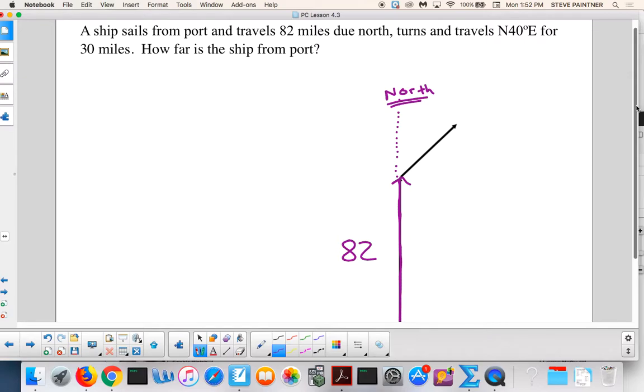Do you know how to read this? How do you read that? N40E means what? 40 degrees from the north. Okay. Here's what you're supposed to say: 40 degrees. See the second letter? 40 degrees what? East of what main direction? North. So it's kind of weird.